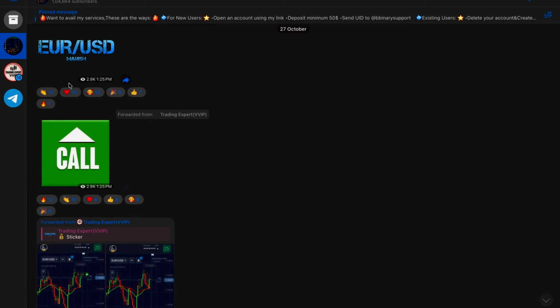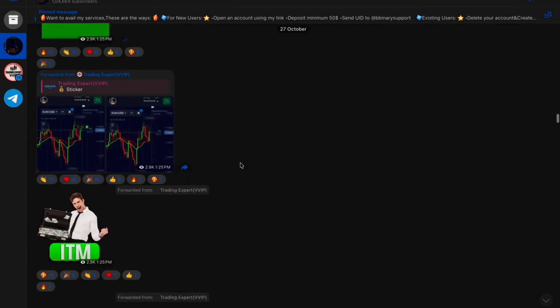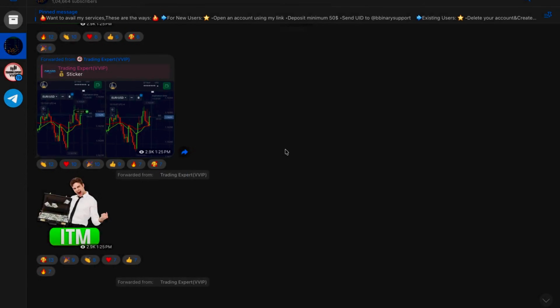The next signal was for EURUSD for the call side. As you can see right here, in this trade, the moving average was there, and the moving average indicated an upward move, and the candle started closing above the MA line. So we took a buy right here, and it was an amazing win. You can see, amazing win.